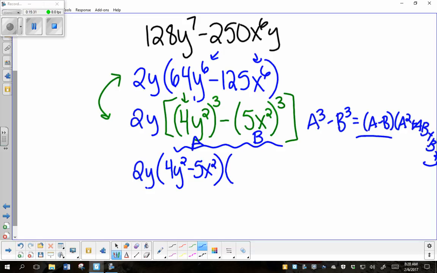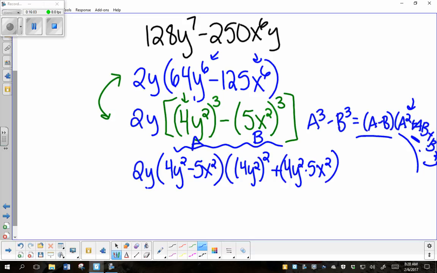And now I'm doing this part. I've got a squared, so that's 4y squared, squared, because my a is 4y squared and I have to square that, plus ab, so plus 4y squared times 5x squared. Whoops, the 5 has an x with it. And then at the end I have plus b squared, so plus 5x squared, squared.